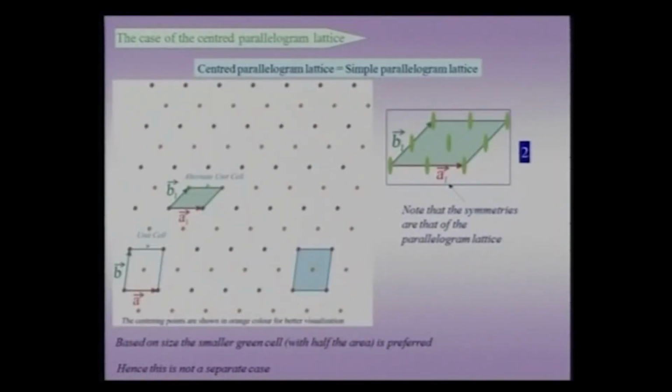For the other case, which was the case of the centered parallelogram lattice, we chose the simple parallelogram lattice, and we see that the symmetry overlay on the parallelogram lattice is exactly identical to that of the normal parallelogram lattice, and therefore I would use a rather smaller cell, which is the alternate smaller cell, which has the identical symmetry to that of the parallelogram lattice which we had considered before.